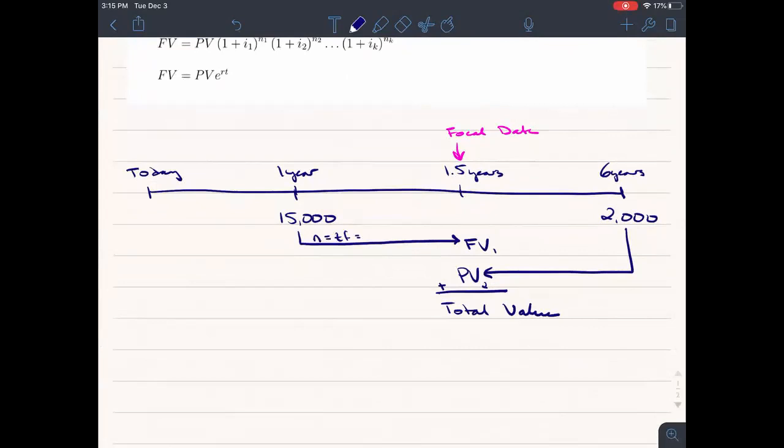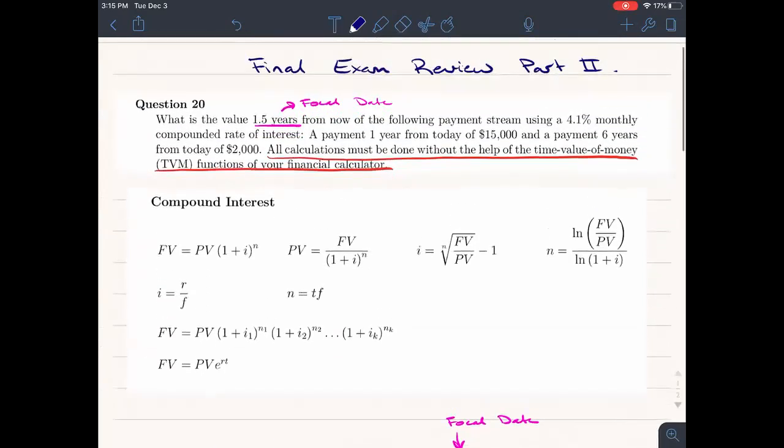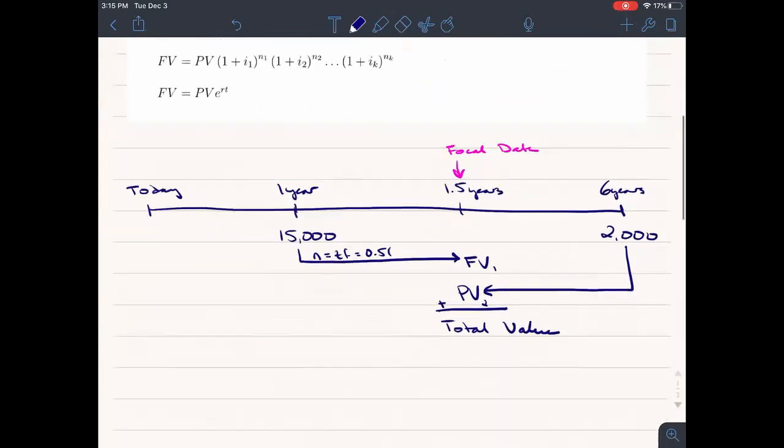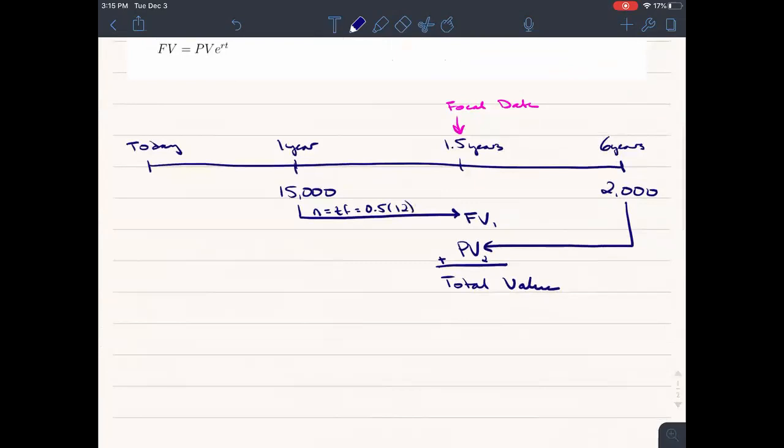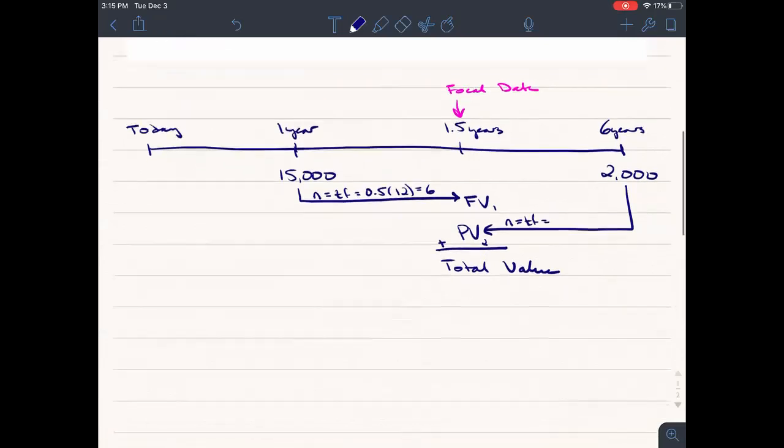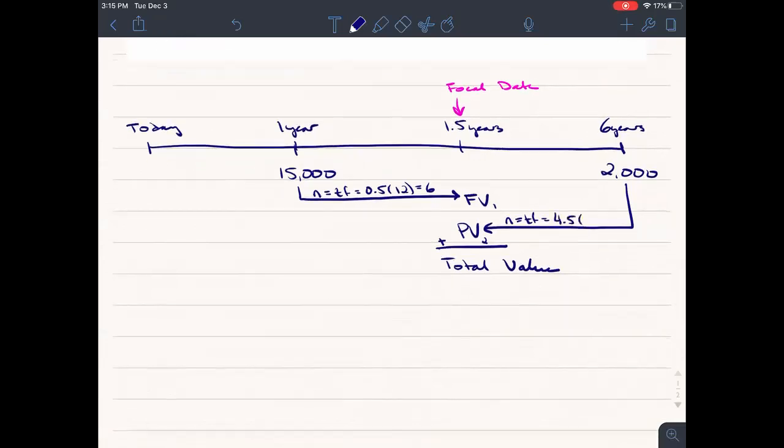Time in this case from 1 year to 1.5 years is just half a year. You want to be careful. So 0.5. And what was our compounding frequency? Monthly, so 12. So I get 6. And then from 1.5 years to 6 years, N is time times the frequency again: we've got 4.5 years times 12, which is 54.